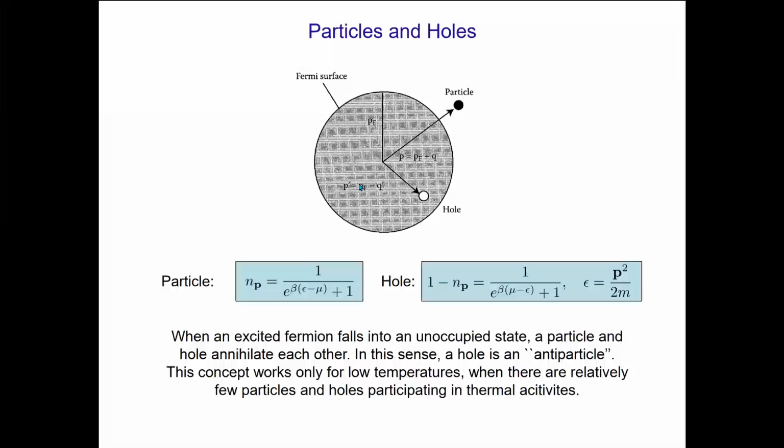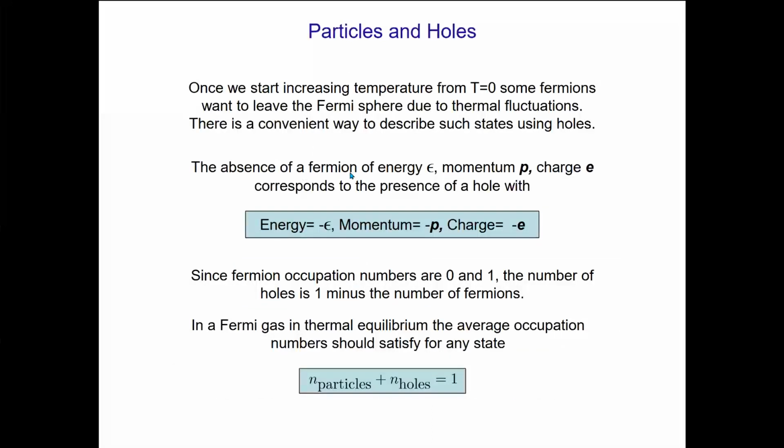Okay. So the absence of a fermion of energy E, momentum P, and charge E, once the fermion has moved out from the Fermi surface, corresponds to the presence of a hole of opposite energy, opposite momentum, and opposite charge. So if, for example, fermions are negatively charged, then holes are positively charged.